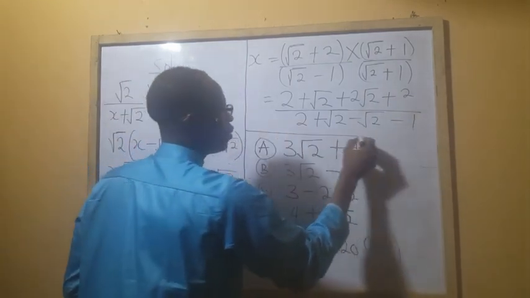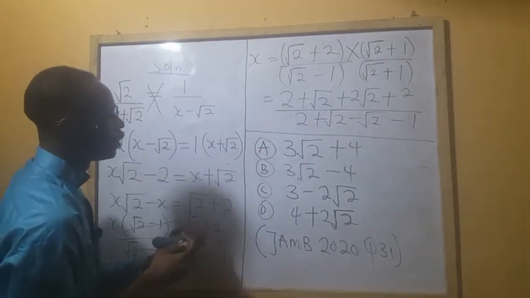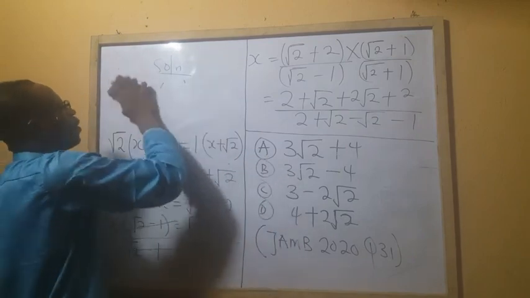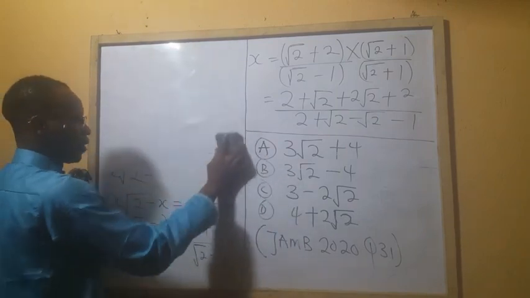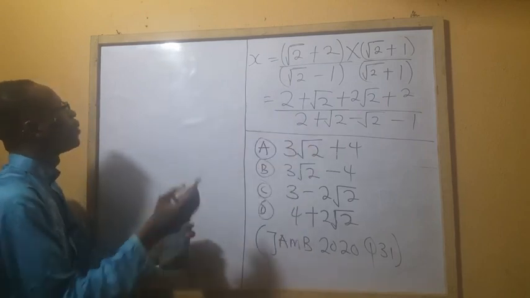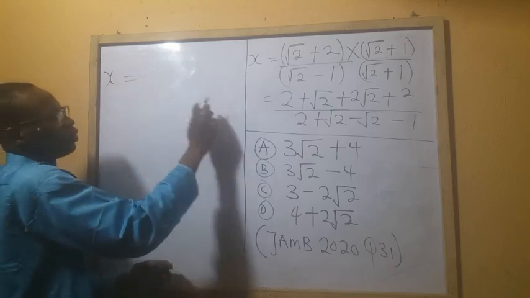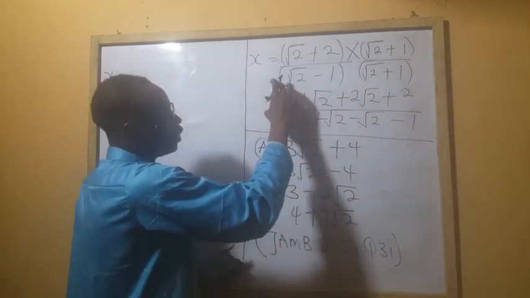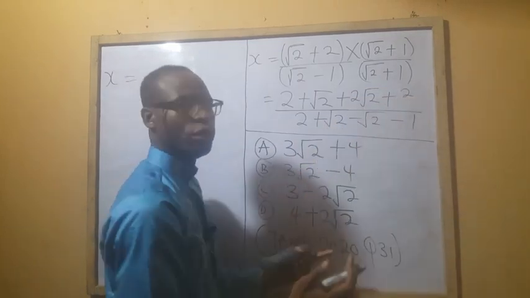So now I will erase this part because I need to select my option. Okay, so from what we have here now, we can conclude that our x now is equal to 2 plus 2, because you have to be together. You are not in the root. So you have to bring the one that is not in root together, then the ones that are in root, they will be together too.